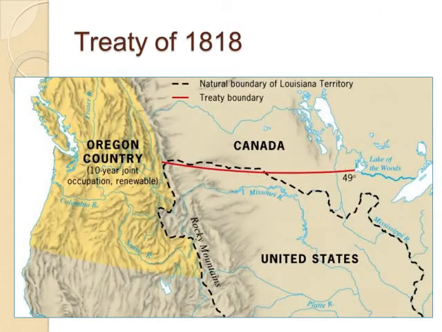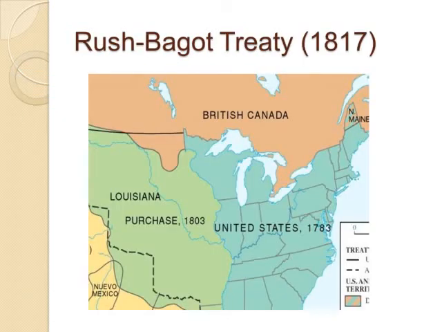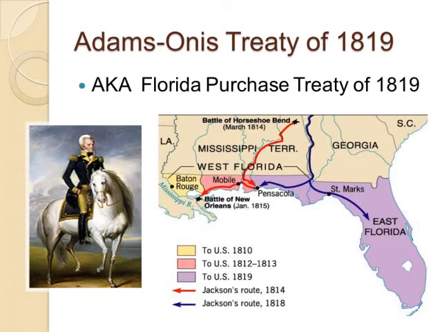Internationally, we signed the Treaty of 1818, which established what boundary? The 49th parallel. We also signed the Rush-Bagot Treaty, which disarmed the Great Lakes. But I thought we had the right to bear arms. Ha! Adams-Onis Treaty gave us access to what?